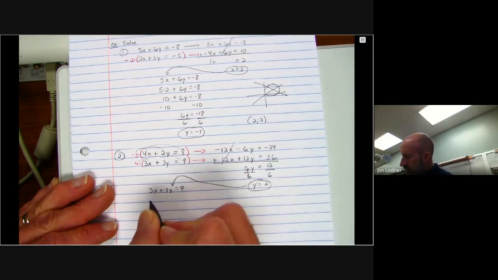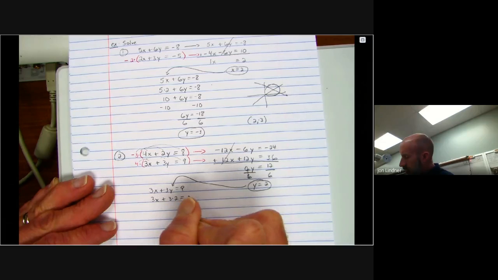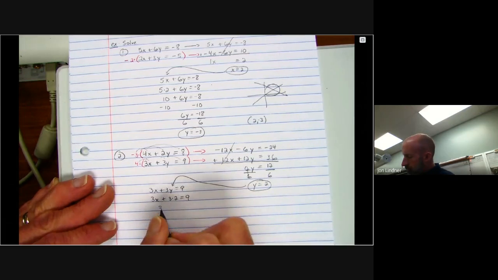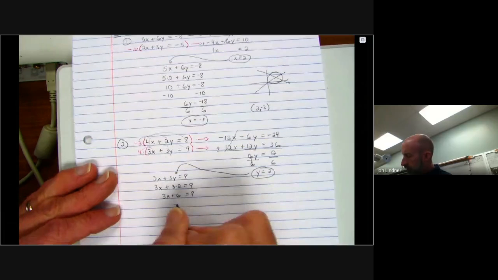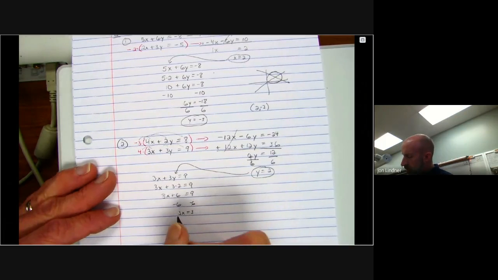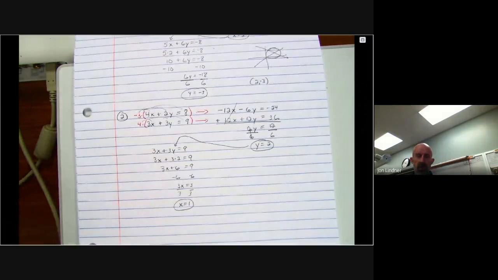So plug in your y, 3x plus 3 times 2 equals 9. 3x plus 6 equals 9. Finish solving it. 3x equals 3. Divide both sides by 3, and the x coordinate of our solution is 1.